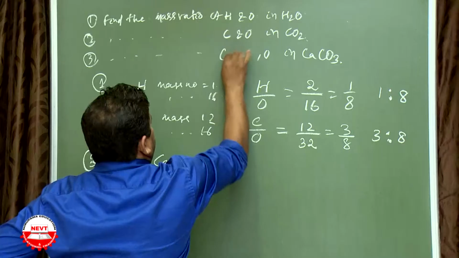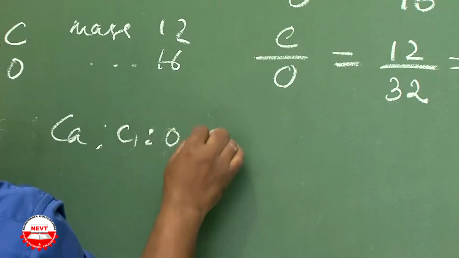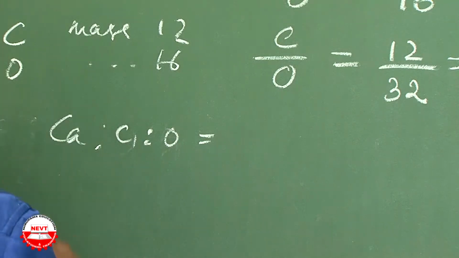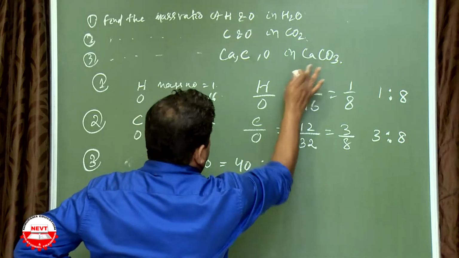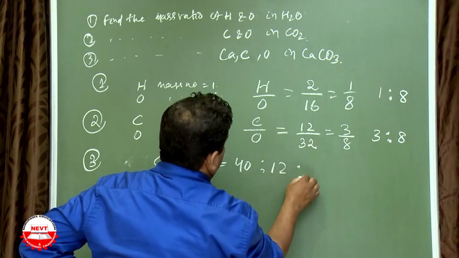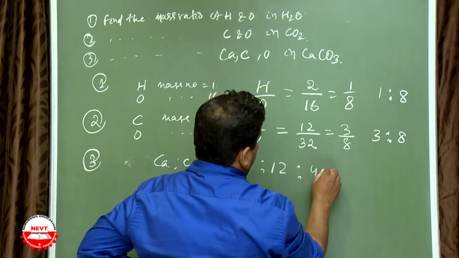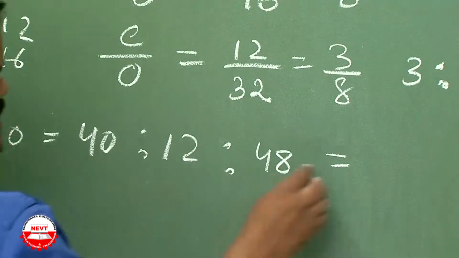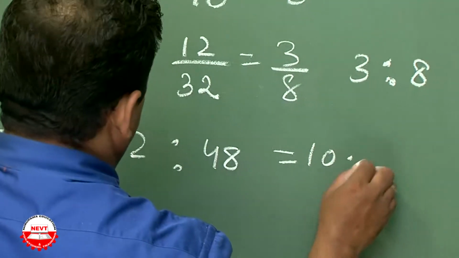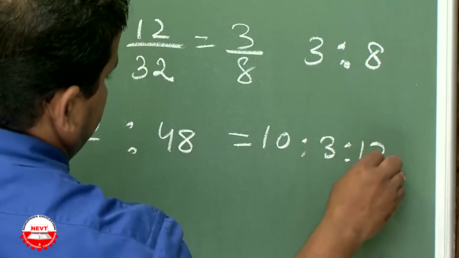3:8. Number 3, calcium, carbon and oxygen, which is equal to, calcium has mass how much? 40, to carbon, 1 carbon, so 12, to oxygen is 16 into 3, that is 48, whose ratio is, just cut it by 4, that is 10 is to 3 is to 12.